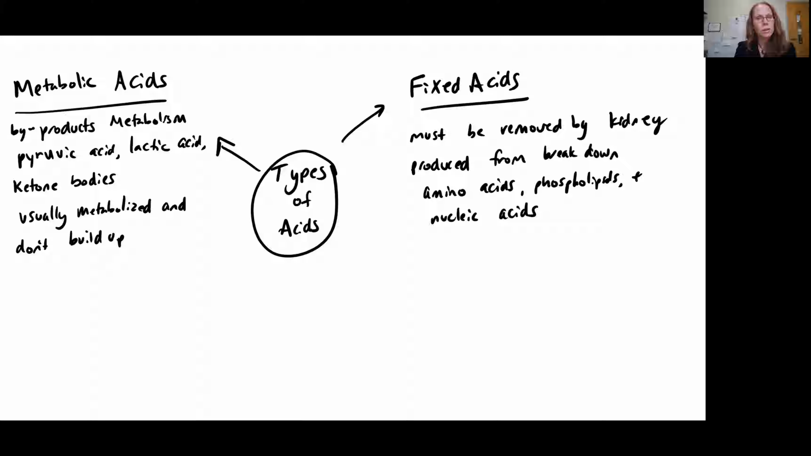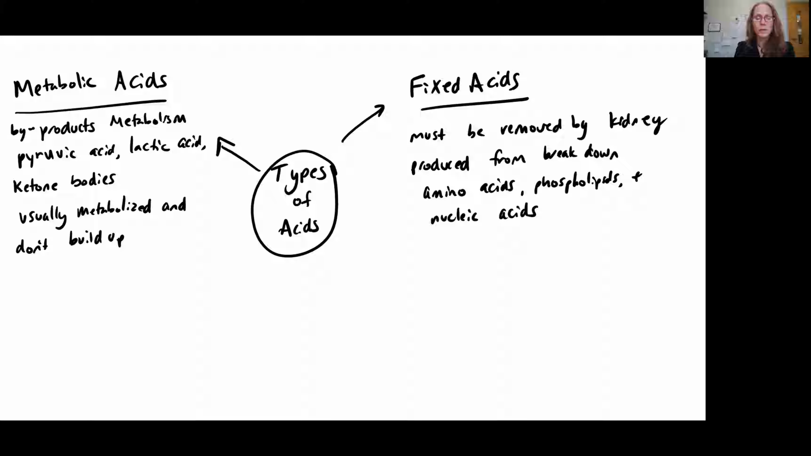Metabolic acids are going to be byproducts of metabolism, so we'll see the production of pyruvic acid and lactic acid when our skeletal muscle is working at its peak level of activity. Do you remember that from AMP1? Also, ketone bodies when we're in the post-absorptive state and we're digesting fatty acids instead of glucose, and digesting ketones as well. These are usually metabolized and don't typically build up in the body to cause problems.